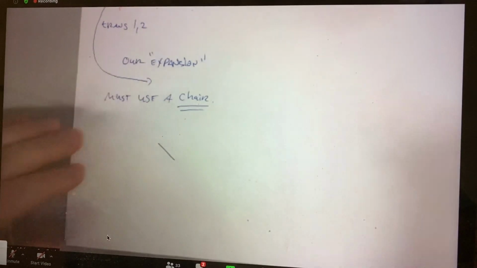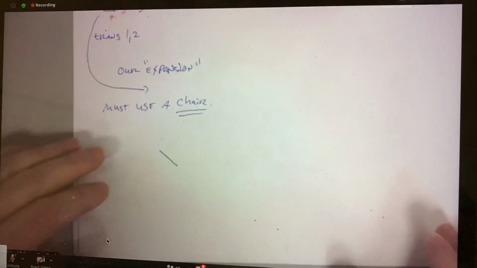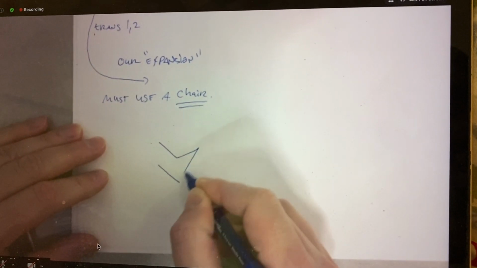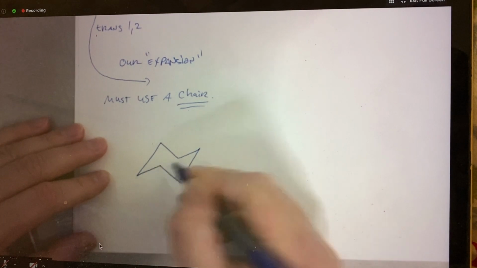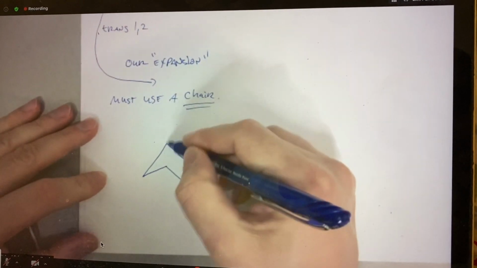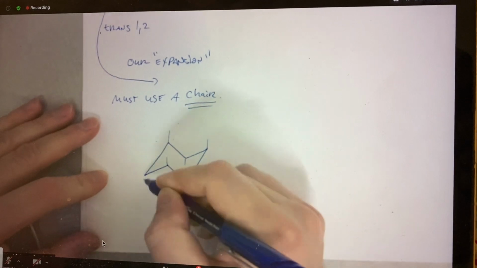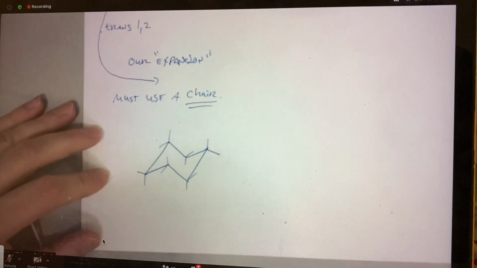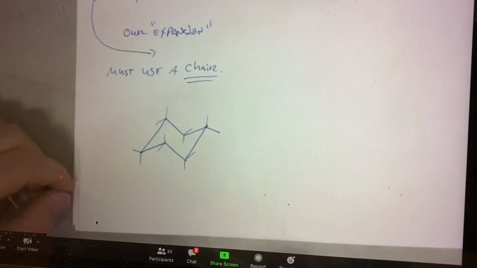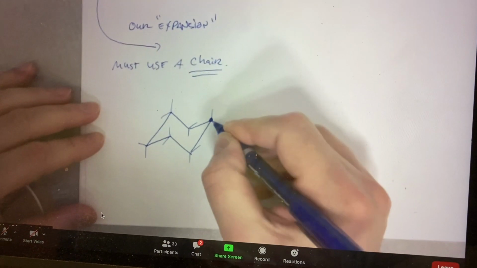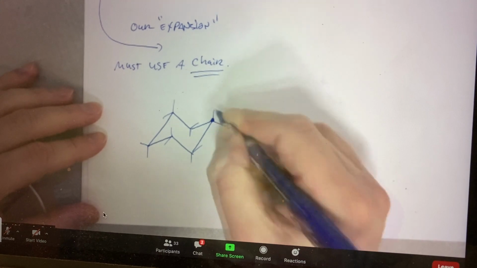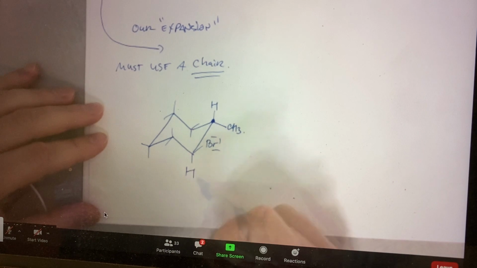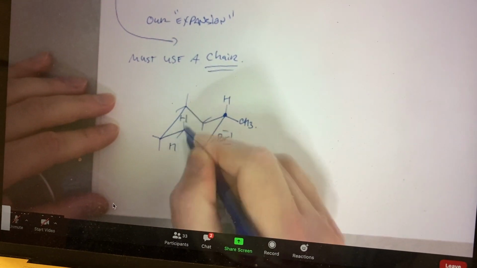I'm going to make sure this camera is right, a little better than I usually do. I'm going to draw a chair. My chairs aren't the best. I haven't practiced them as much as you have this semester. That's good enough. We draw a chair, we draw all our axial and equatorial positions in. And we're going to have to draw some atoms on this. I'm going to put my methyl group here, hydrogen here, bromine here, hydrogen here. I'm going to fill in 2 hydrogens here.